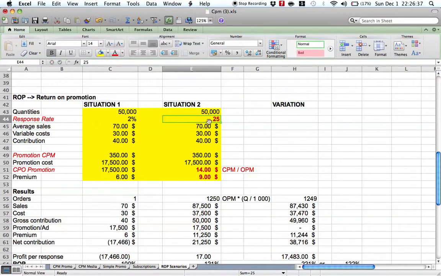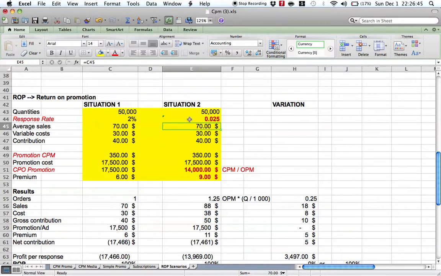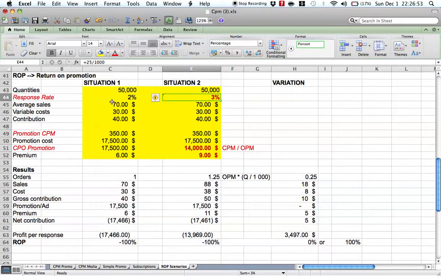Same thing here. Instead of 25, let's take that 25 divided by 1,000. And so we don't have to deal with these orders per 1,000. This is what Michon wants. In fact, he recommended that you get rid of it because it's going to confuse you. Average sales, so already this is making a lot more sense. We're making about 70,000 per unit. So 2% of 50,000 is 1,000 times 70, we'll calculate that later. It costs us $30 to make a unit, and we earn a contribution margin of $40.